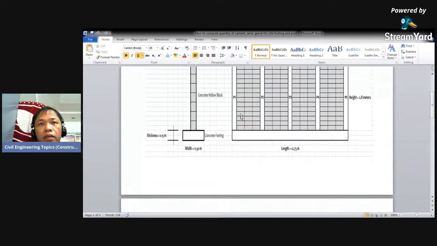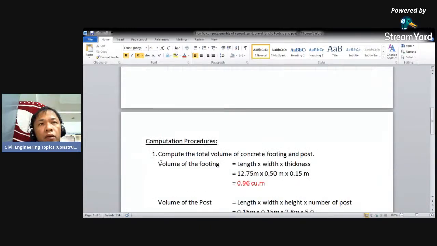So ngayon, this is the computation procedure. Okay. The computation procedure, the first one is to compute the total volume of concrete coating and post. So ang kailangan natin ay volume lang. So it is very basic how to compute the volume.